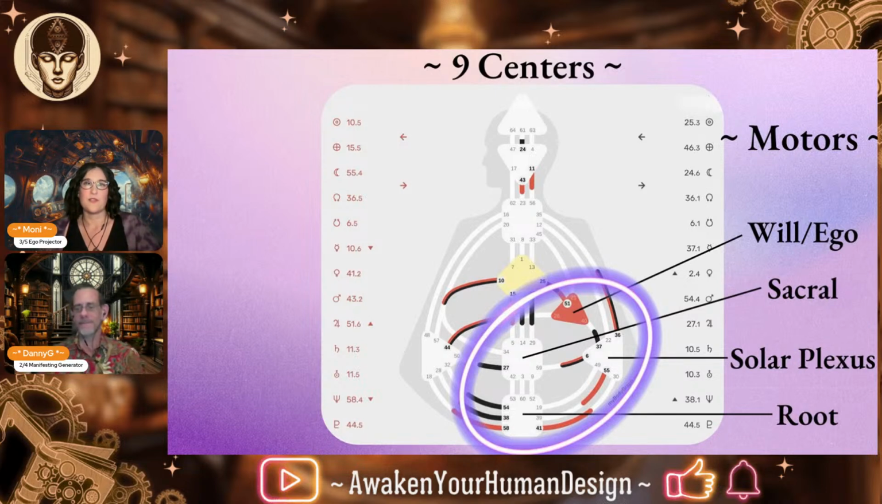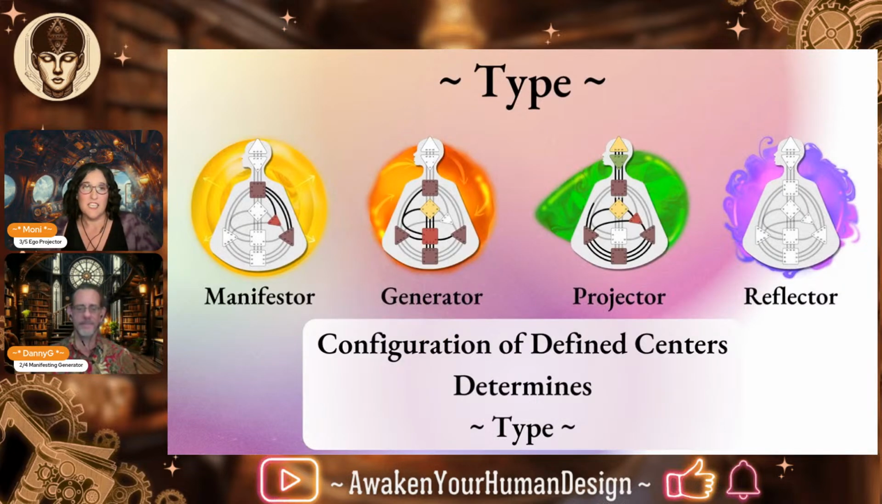Yep. Absolutely. So now we're just going to touch on type for a little bit. It's the configuration of the defined centers that determines type. That's where you get your manifestor, your generator, manifesting generator, projector, and reflector. So we're just going to go over those briefly.